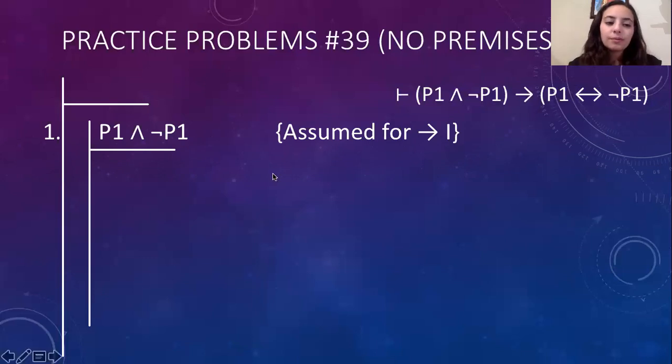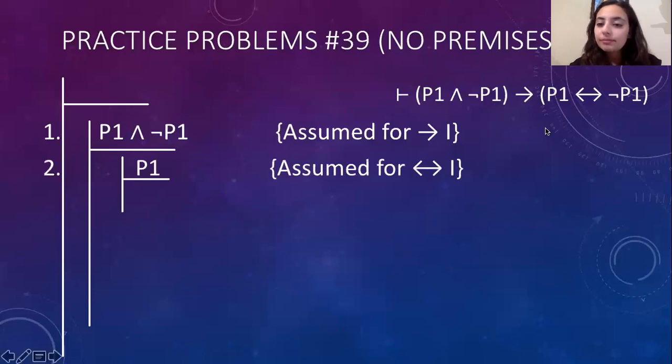Okay, so we know that the main connective just within that little part, within these parentheses, P1 biconditional not P1, the main connective here is the biconditional. And we know that if we're trying to introduce a biconditional, we're going to need two subproofs. So let's just do that. Let's assume P1, right? Because that's the first part, and try to get to not P1. Well, I can just get not P1 from the first premise through conjunction elimination.